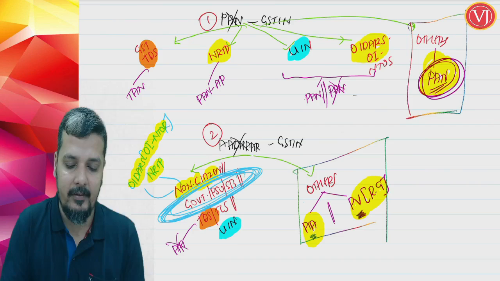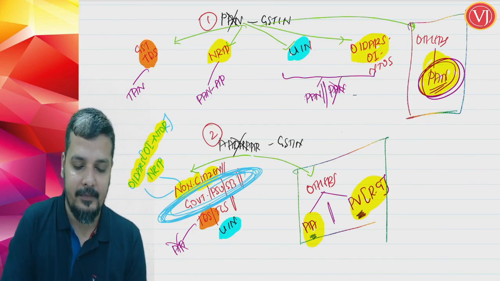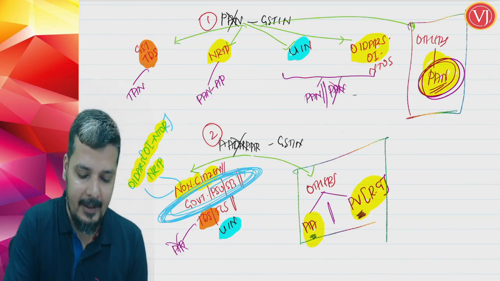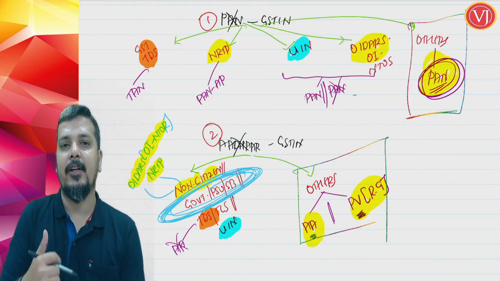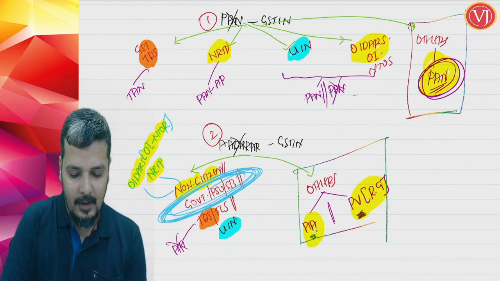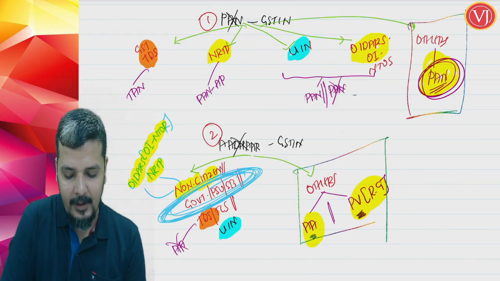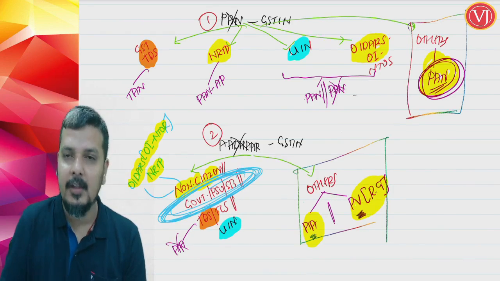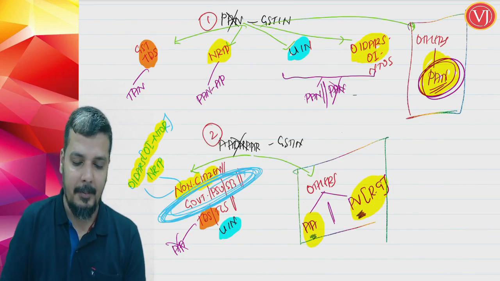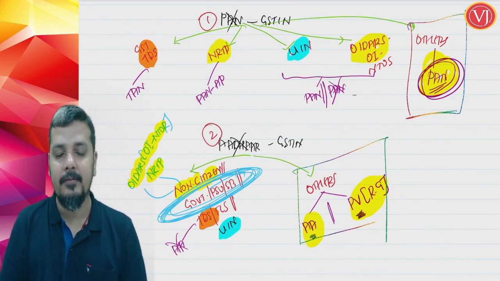For others, PAN number is mandatory, but as far as Aadhaar authentication is concerned, you may do Aadhaar authentication, or alternatively you can go for physical verification of premises. So that you need to understand.